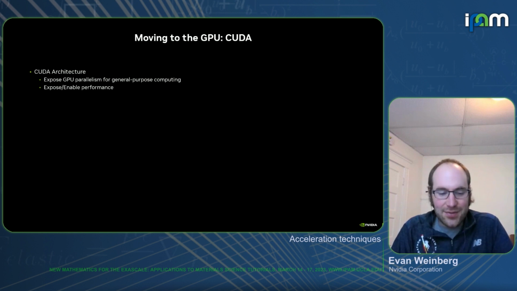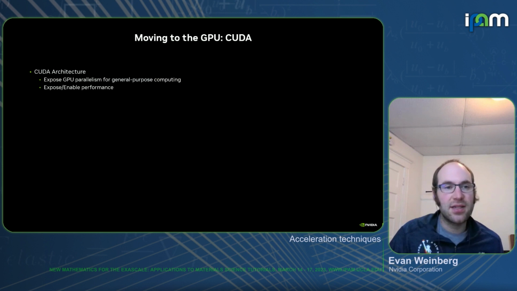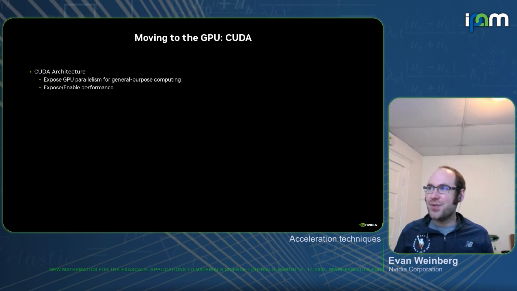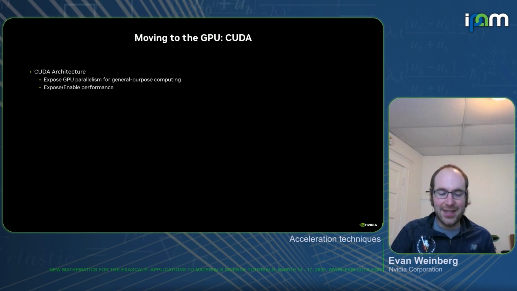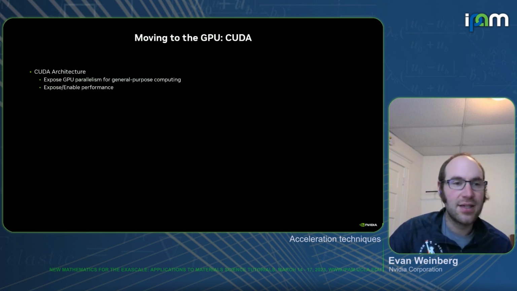AMD has ROCm, or their HIP abstraction. Intel's really pushing oneAPI and SYCL. I think those are kind of the big ones if you're looking at current and upcoming supercomputers in the U.S. and internationally. So what's the idea of CUDA? It's a way to expose GPU parallelism for general purpose computing, as opposed to the original days of GPUs where someone said, ooh, I can take this GPU shader program that can make a ripple pattern on a surface and force that to do math for me.